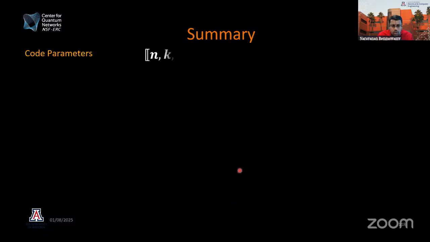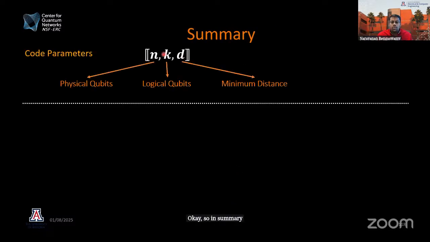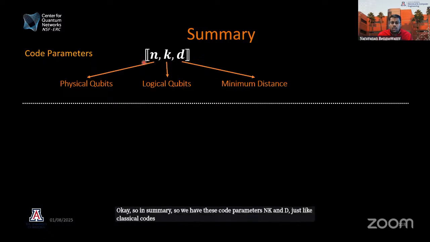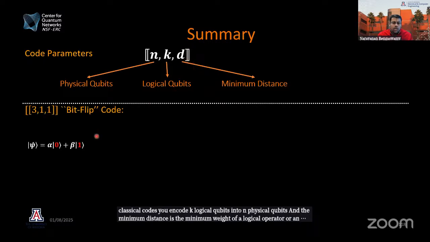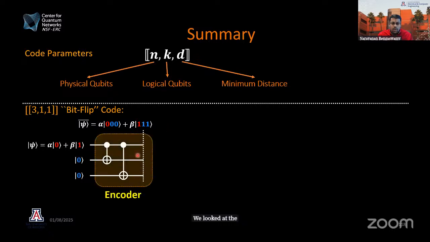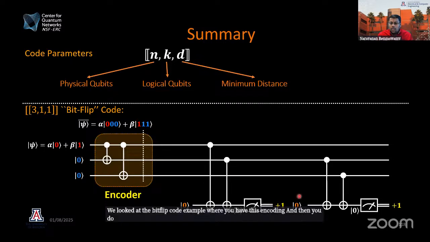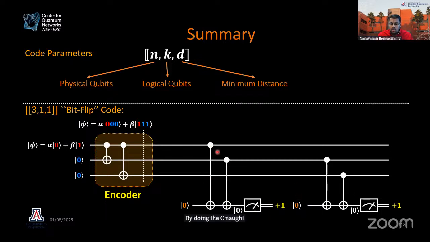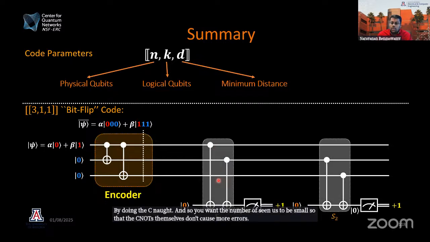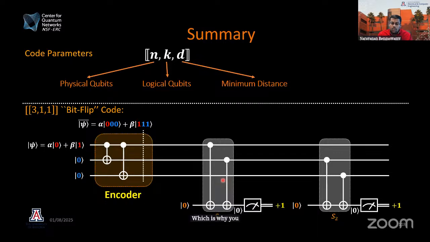Okay, so in summary, we have these code parameters n, k, and d, just like classical codes. You encode k logical qubits into n physical qubits, and the minimum distance is the minimum weight of a logical operator or an undetectable error. We looked at the bit flip code example where you have this encoding, and then you do syndrome measurement by doing these CNOTs. You want the number of CNOTs to be small so that the CNOTs themselves don't cause more errors, which is why you like sparse codes or LDPC codes.